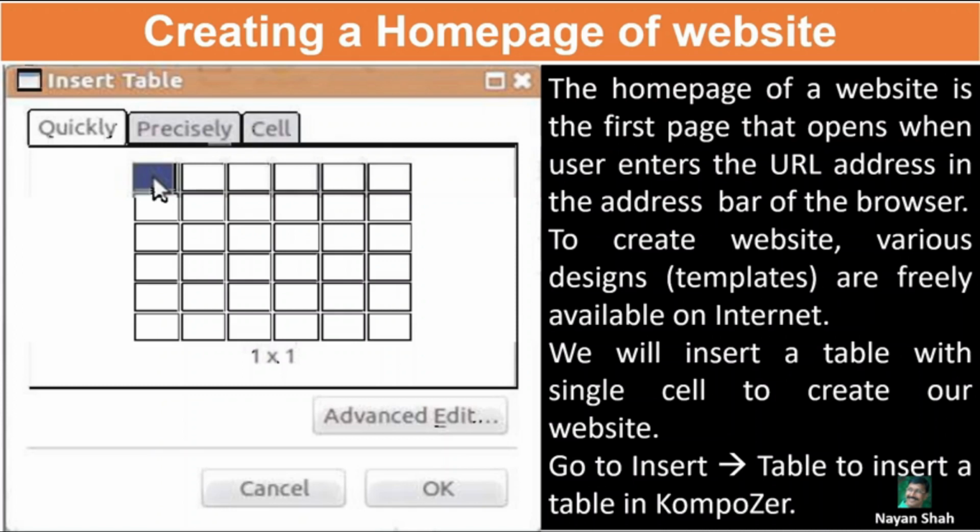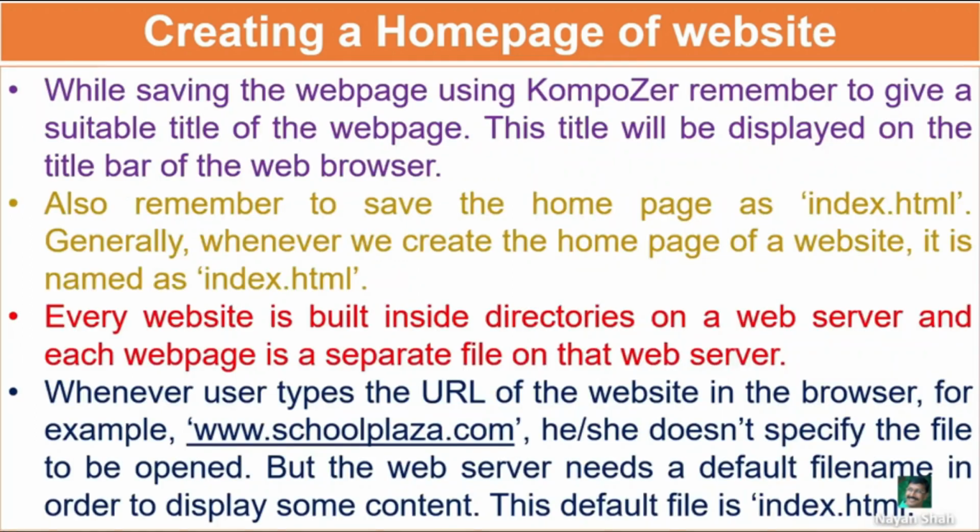But we will be going to the quickly option for creating the table very quickly, and as you can see, we will be creating a one by one table. The very first table would be one by one, only one row, one column. That is as good as a big square. So that is a one by one table.